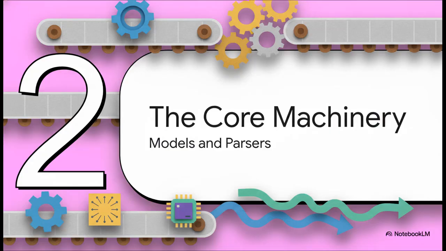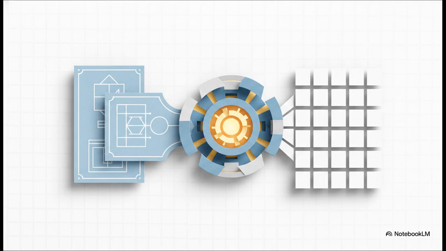Moving right along to Section 2, the core machinery, models, templates, and parsers. If LangChain is an assembly line, these next three components are the very first conveyor belt. We start with our engine, which is a model, say OpenAI's super efficient GPT-4o Mini.